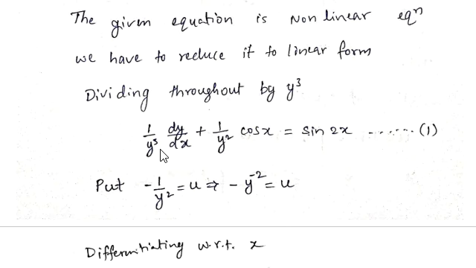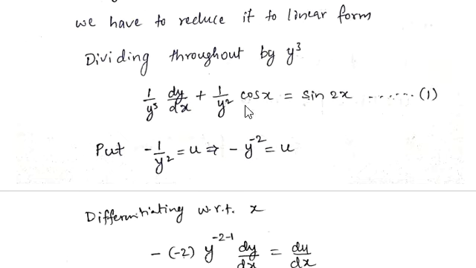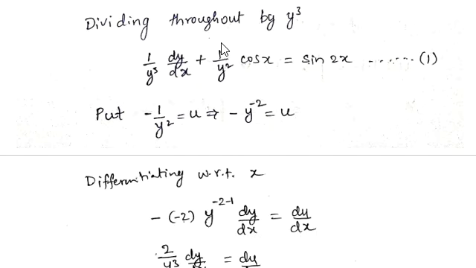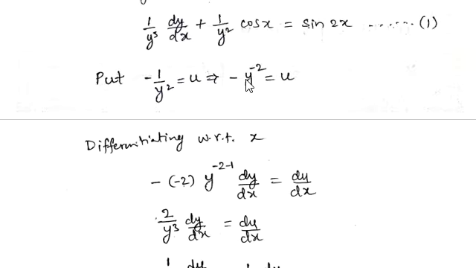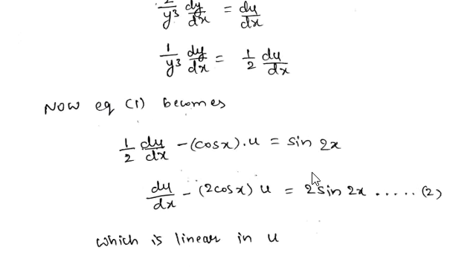In this equation, in the place of 1 by y cube dy by dx, you can simply write half du by dx. And in the place of plus 1 by y square, since we have taken minus 1 by y square as u, you will get minus u. The cos x is there, so you can write minus u cos x, or minus cos x into u, and the right side is as it is, sin 2x.